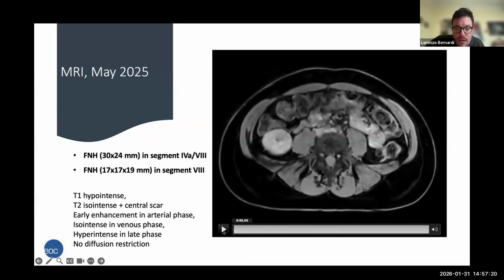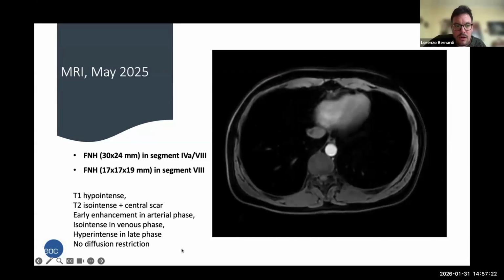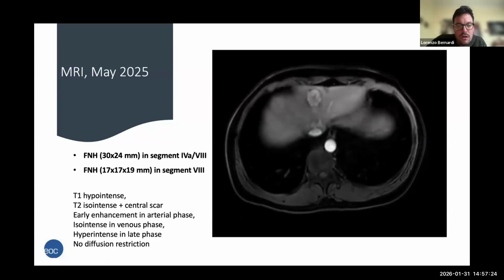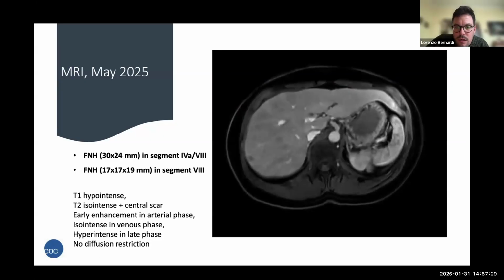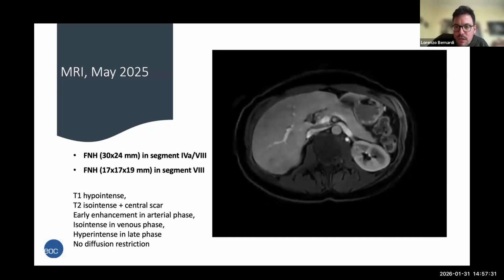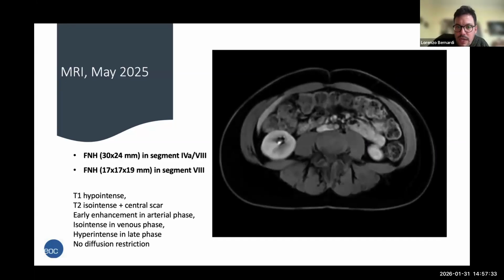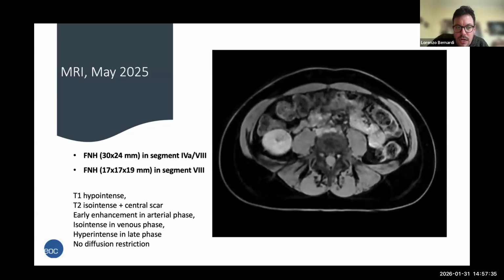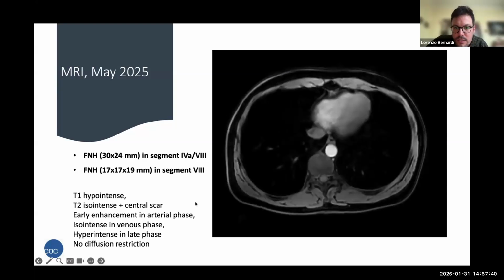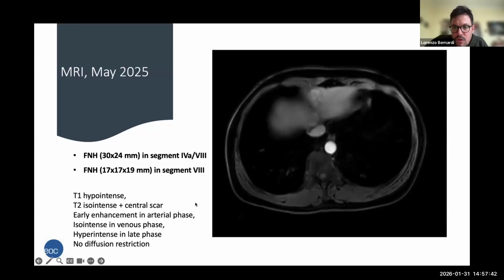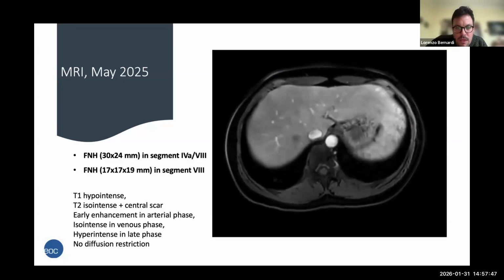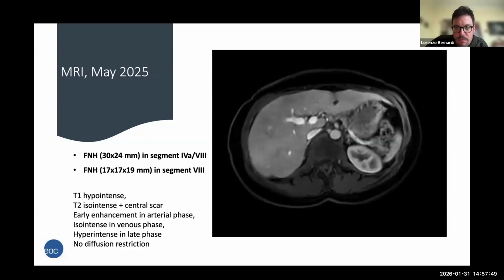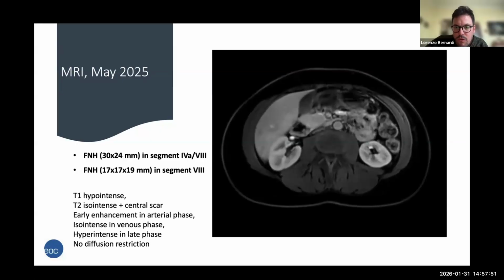Okay. Can show it again. So there are two FNH, no doubt about diagnosis for the radiologist. One is around 3 centimeters at the passage of segment 4A and segment 8, and the other slightly less than 2 centimeters in segment 8. It's the smaller one, and it's at the hepatocaval confluence. You can see that. So the path on the MRI is clearly for FNH.